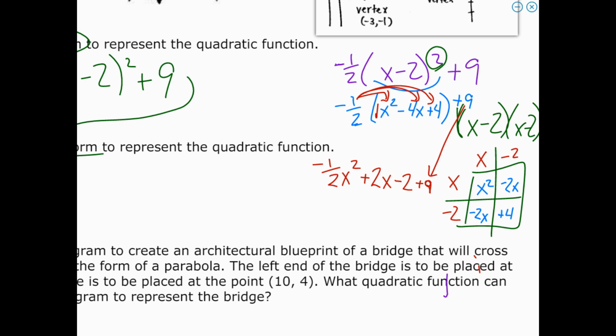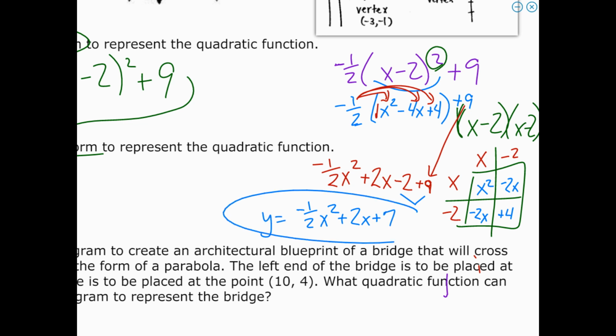So what's my next step to finish this? I'm not solving, so I don't put it on both sides. Combine those like terms together. So that leaves me negative 1/2 x squared plus 2x plus 7. That's my standard form equation.